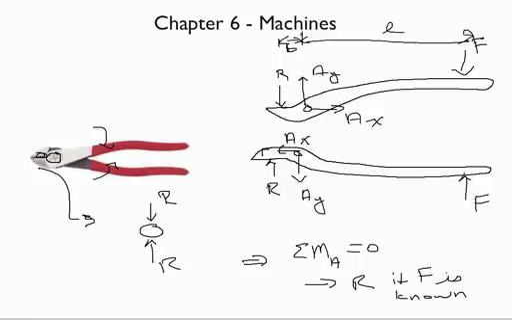So again, that's pretty much it. This solution technique for frames and machines is you've got this body, you take it apart, draw the free body diagrams of all the constituent pieces, and then from there apply your equilibrium, sum of forces and sum of moments all equal to 0 to get to the answer. And that's pretty much it.